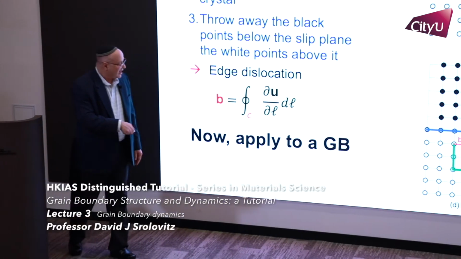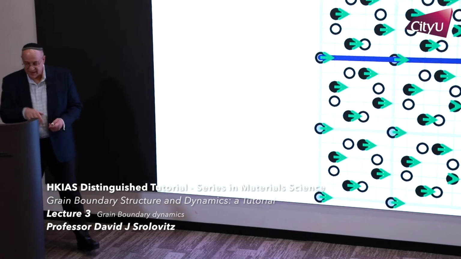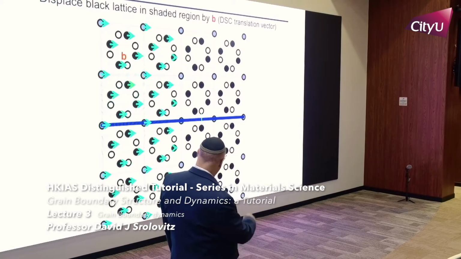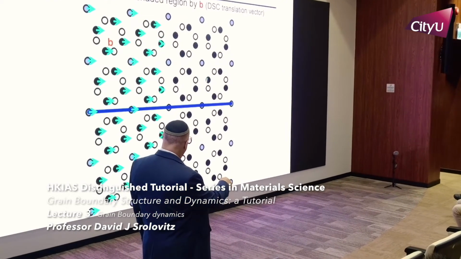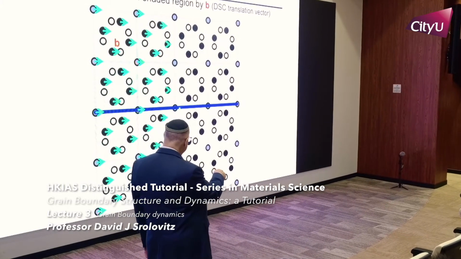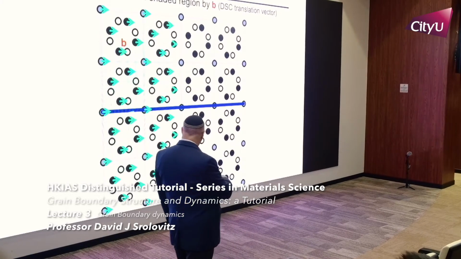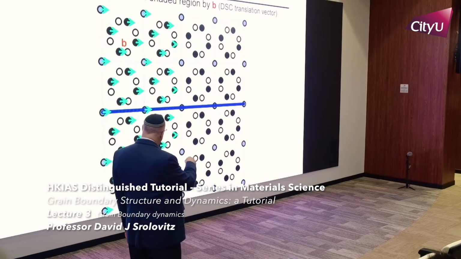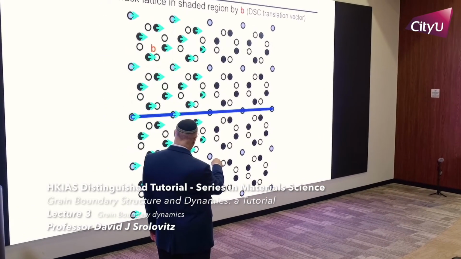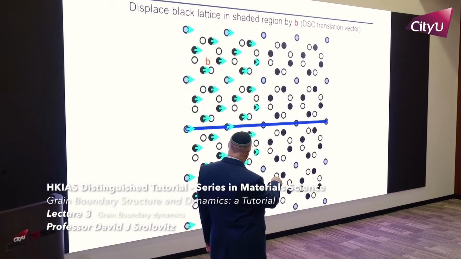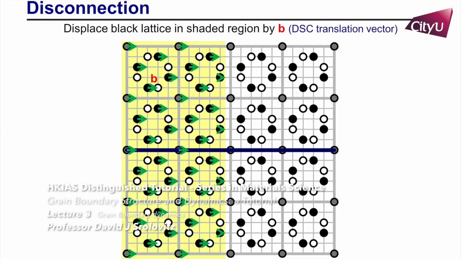Okay, so I'm going to apply this now to a grain boundary. So, the picture you saw before, it's the black and white lattice where the gray atoms make up the coincident site lattice. The little black lines here are the DSC lattice. This is going to be my grain boundary plane. And so now I'm going to displace all the black atoms to the right by that translation vector of the DSC lattice. That's shown here. But I'm only going to do it in the yellow region. So I translate them all to the right.